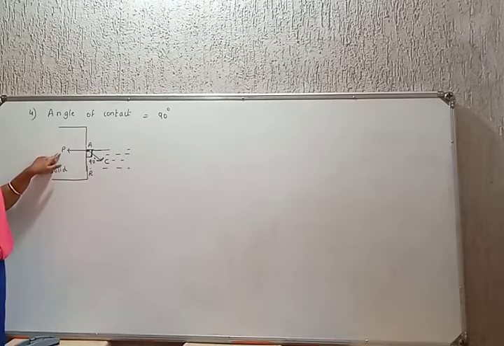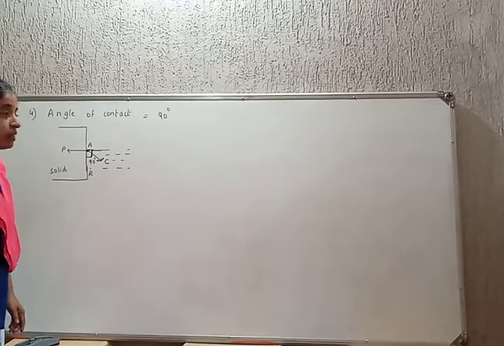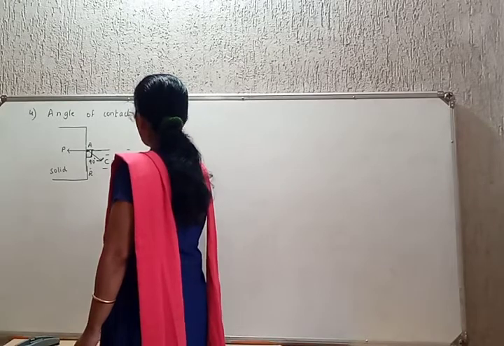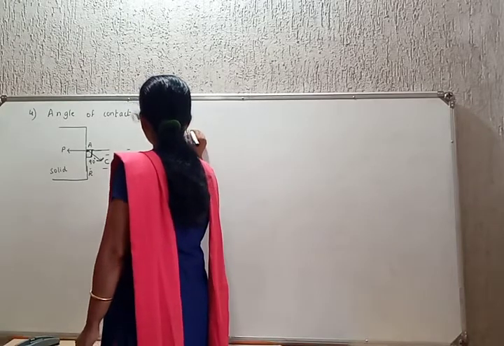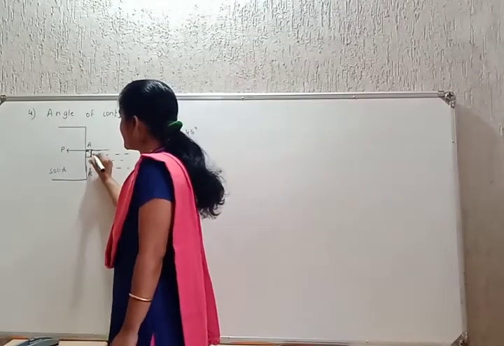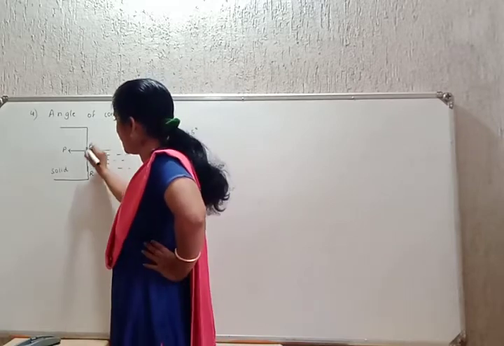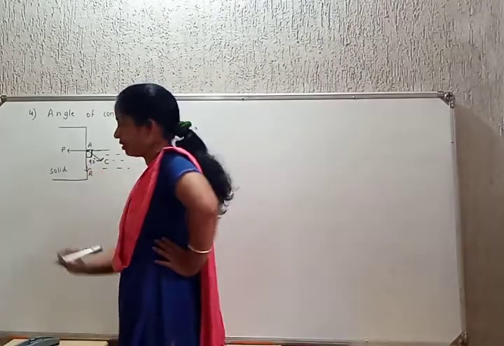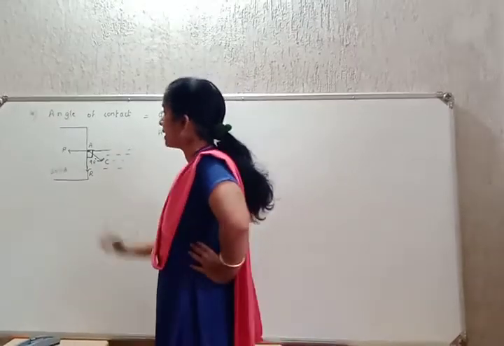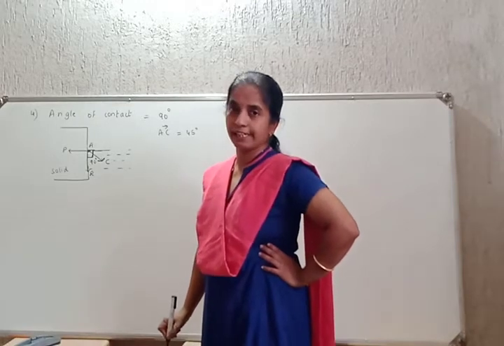AP is the adhesive force of the solid, AC is the cohesive force of the liquid, which is generally at 45 degree. Vector AC is generally at 45 degree with the solid surface. It's generally at 45 degree with the resultant AR. This is the resultant AR here. Next, this is only when the angle of contact is 90 degree.